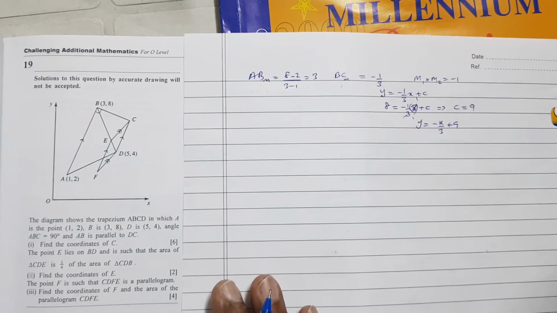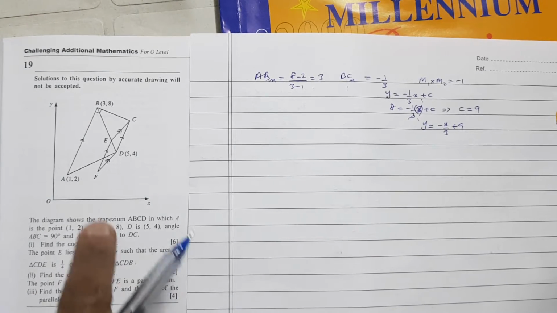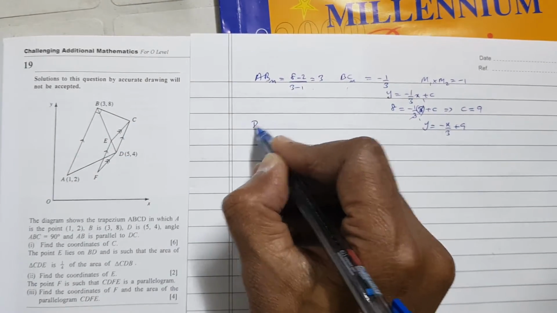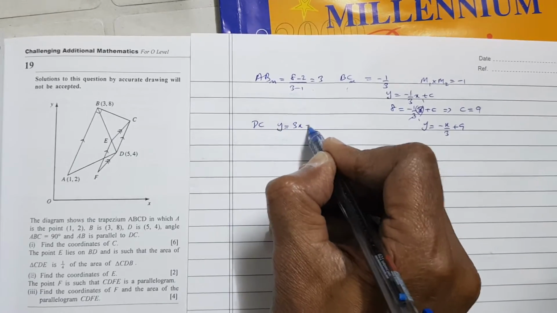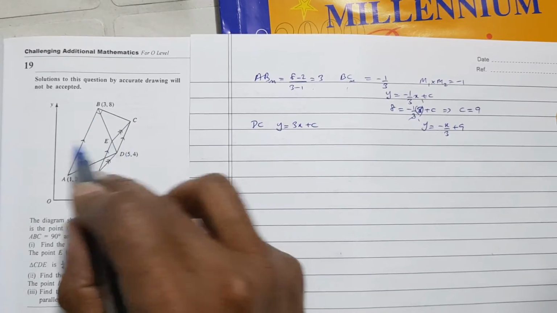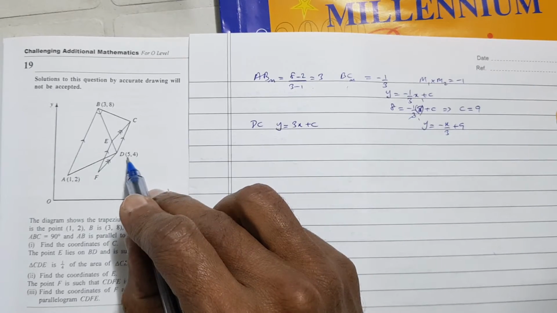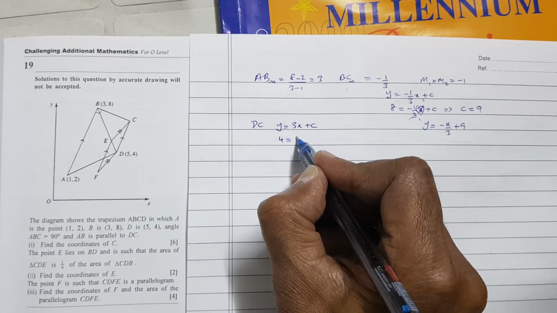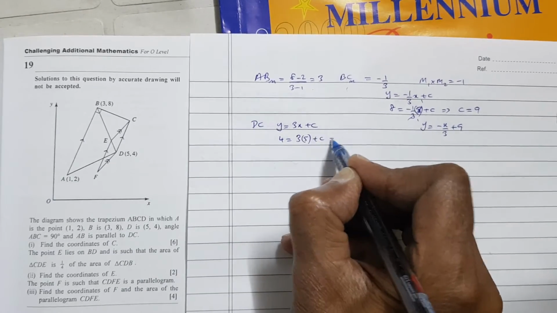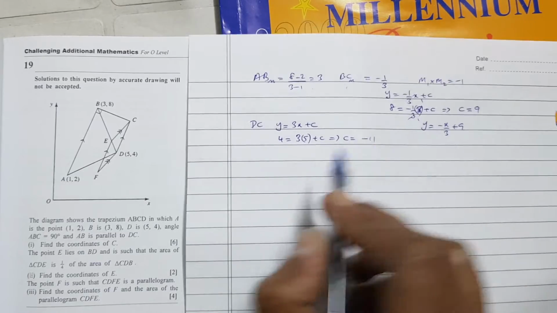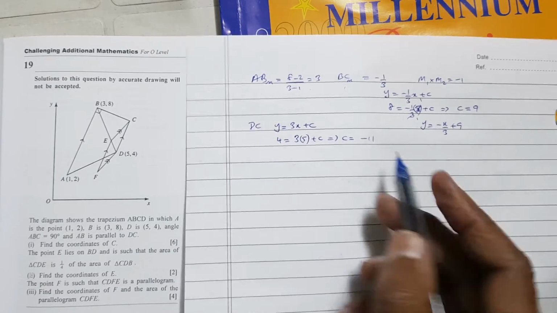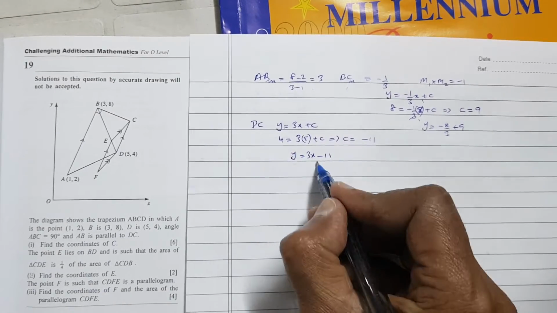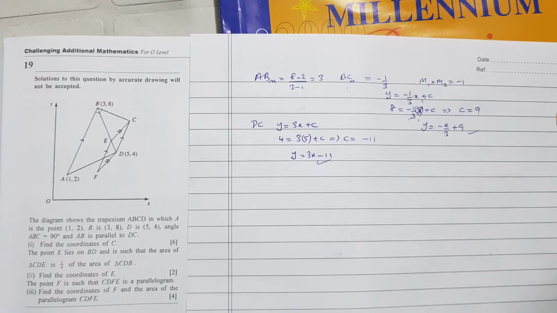Now to find the equation of DC, that is this line here. DC has equation y = 3x + c, because the line is parallel to AB, so it has the same gradient, and this point here is (5, 4). I can substitute y = 4 and x = 5, so 4 = 3 times 5 + c, so c turns out to be -11, because 4 minus 15 is -11. The equation of the line DC is y = 3x - 11. We can solve this and this simultaneously, and we're going to get the coordinates of C.